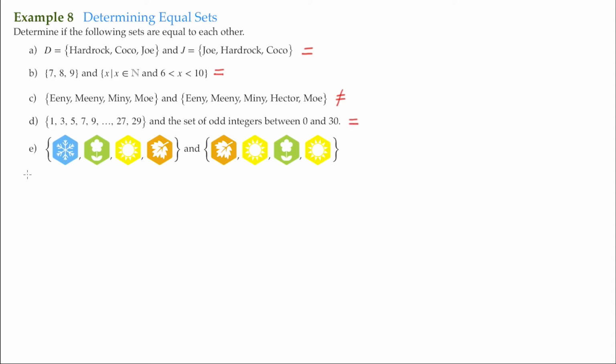And finally, for E here, you don't have to have words or numbers. You can have pictures or graphics that describe a set. So that's what we have here. We have these seasonal icons here. It looks like we have winter, spring, summer, and then autumn. And then here we have autumn, summer, spring, and summer. So obviously we can see that these two sets are not equal to each other.